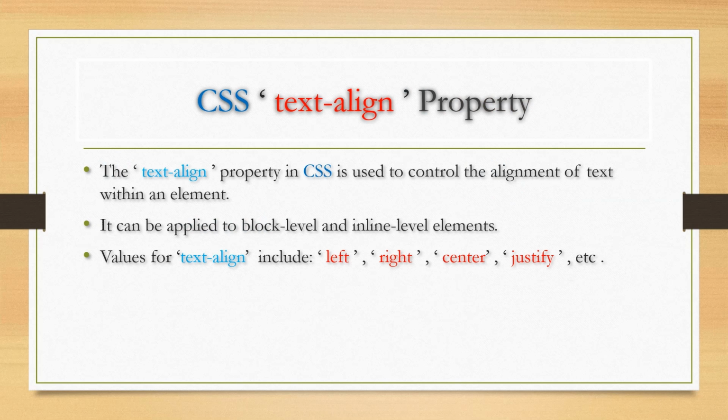CSS text-align property. The text-align property in CSS is used to control the alignment of text within an element. It can be applied to block level and inline level elements. Values for text-align include left, right, center, justify, etc.